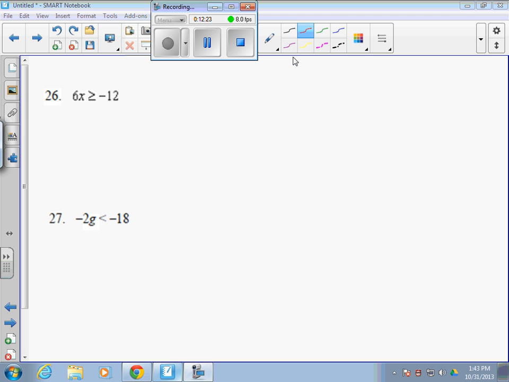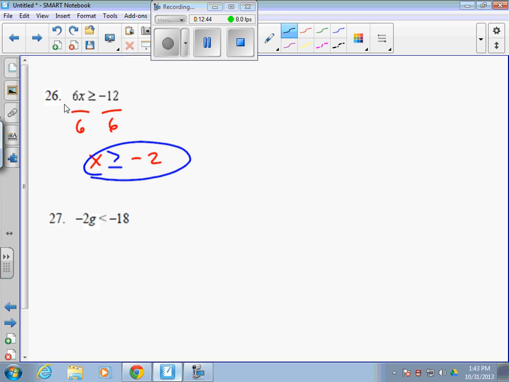Okay, number 26 says 6x is greater than or equal to -12. Get rid of 6 times something by dividing by 6 on both sides, and you get x. We know -12 divided by 6 is -2. And even though there's a -12 on the right, you divide both sides by positive numbers, so you leave the symbol just like it is, greater than or equal to -2.